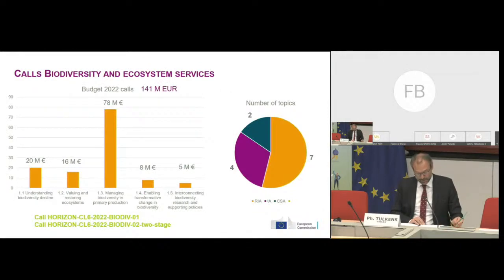So we can see here a global overview of the distribution of 2022 resources through the five headings of the biodiversity destination. We see that we have 20 million euros on understanding biodiversity decline, 16 million euros on valuing and restoring biodiversity and ecosystem services, 78 million euros on managing biodiversity in primary production, 8 million euros on enabling transformative change on biodiversity, and 5 million euros on interconnecting biodiversity research and supporting policies. More than half of the actions are research and innovation actions, and there are also 4 innovation actions and 2 coordination and support actions. Overall, this is an impressive budget for the area, more than in the past, if I recall properly. And this is welcome, but the challenge is huge, and the impacts expected are numerous. So we count on you to propose impactful proposals.